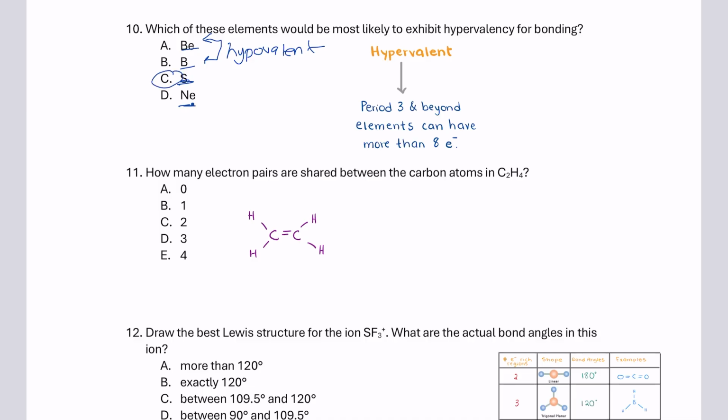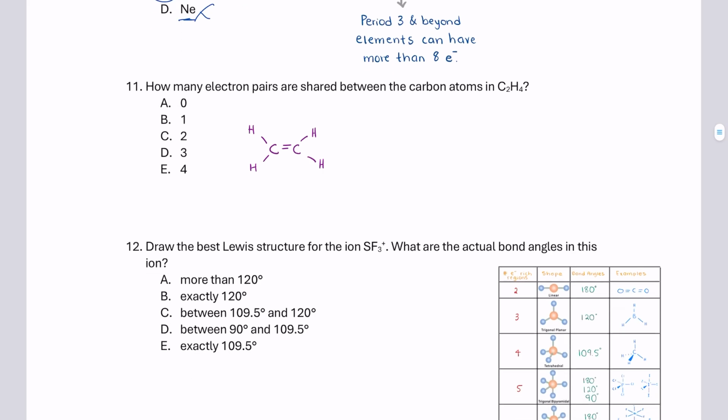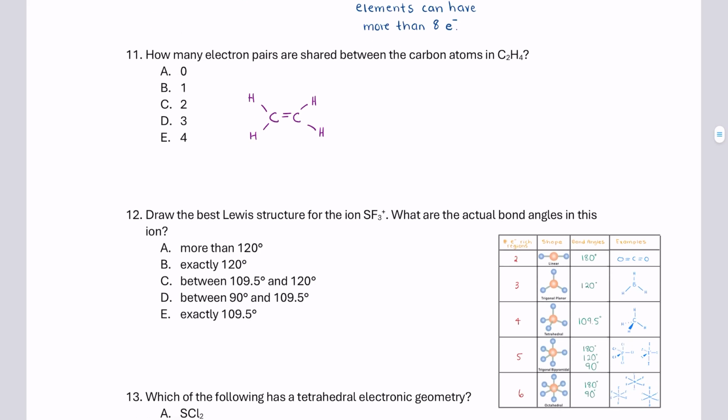D says neon. Neon is in period 2, and it's also a noble gas that already has a full octet. So it typically doesn't form bonds, and it cannot expand its valence shell. So once again, the correct answer for 10 is C. Problem 11 says, how many electron pairs are shared between the carbon atoms in C2H4? In C2H4, the 2 carbon atoms form a double bond, meaning they share 2 pairs of electrons. So the correct answer here is going to be C.